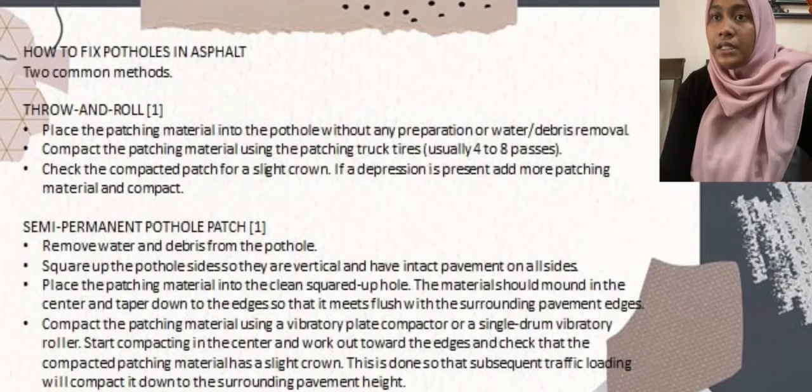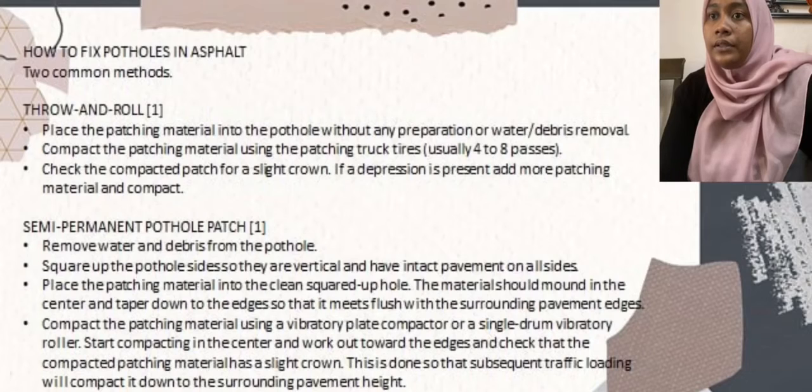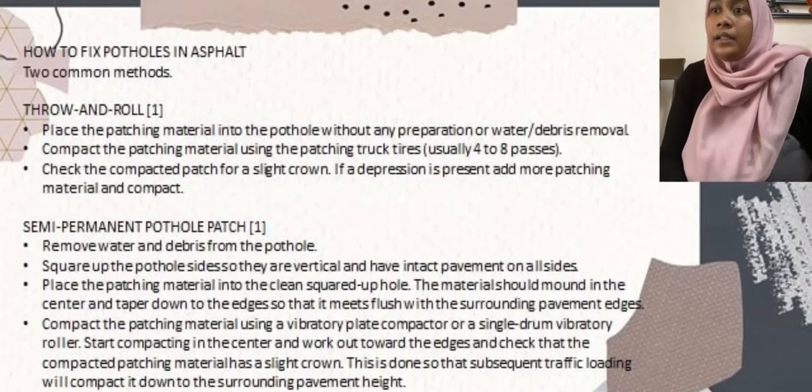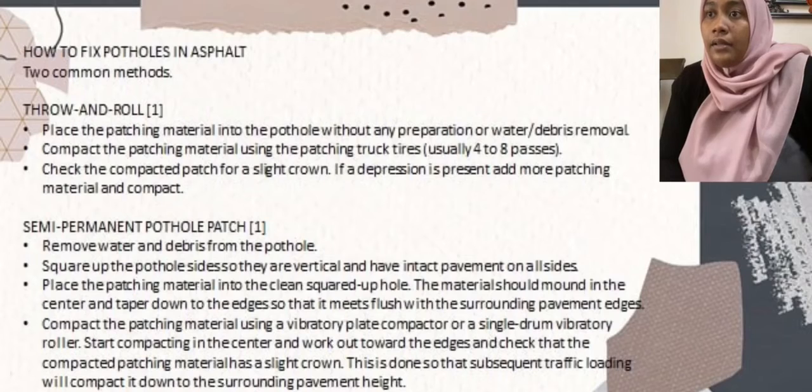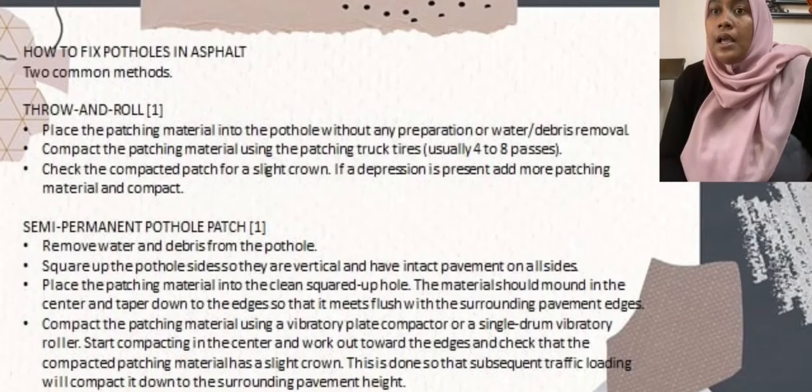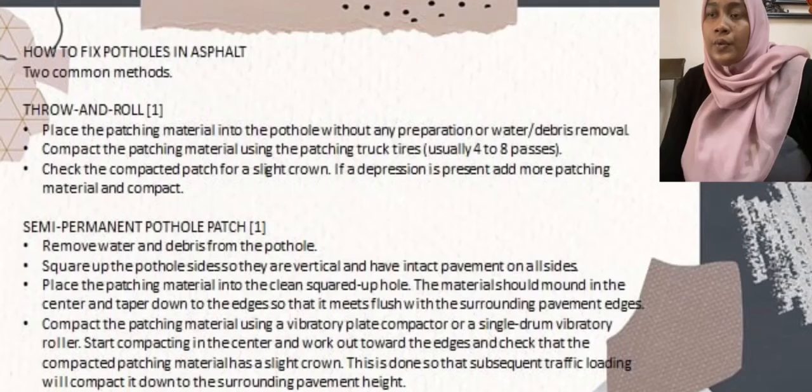surrounding pavement edge. Fourth, compact the patching material using a vibratory plate compactor or a single drum vibratory roller. Start compacting in the center and work out towards the edge, and check that the compacted patching material has a slight crown. This is done so that subsequent traffic loading will compact it down to the surrounding pavement height.